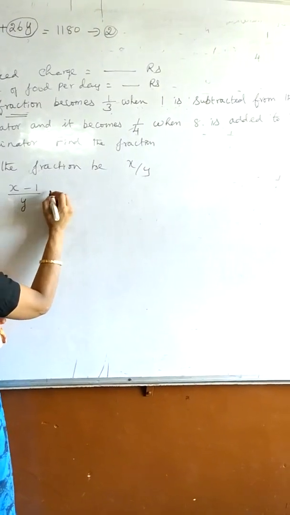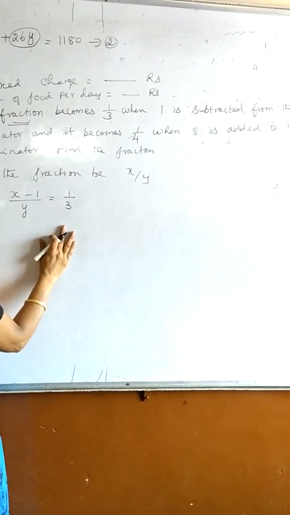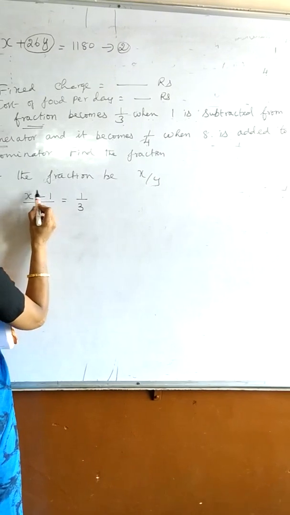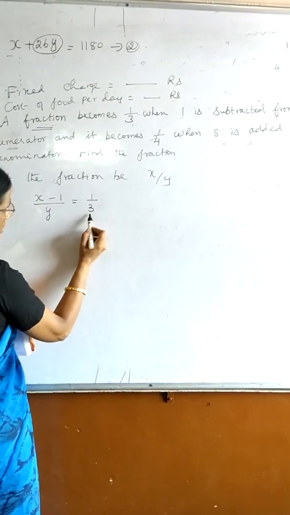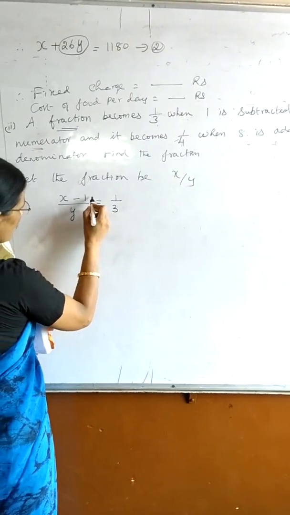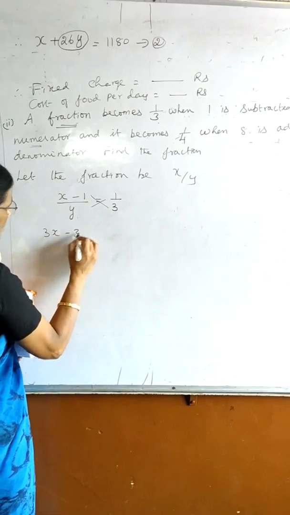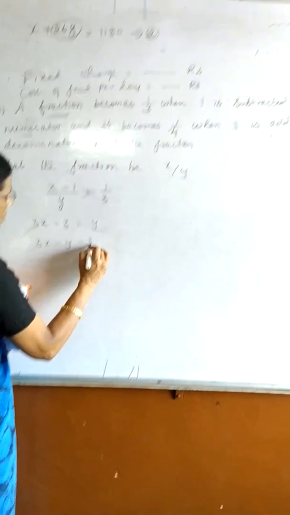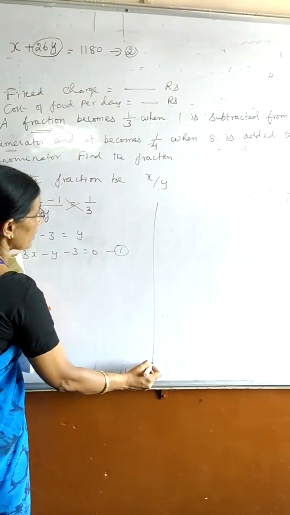When this change is done, the fraction becomes what? The fraction becomes 1 upon 3. So, the original fraction is x upon y. When 1 is subtracted from the numerator, the fraction becomes 1 upon 3. So, to bring it to the standard form, we do cross multiplication. It is 3x minus 3 is equal to y. 3x minus y minus 3 equal to 0 is the first equation.